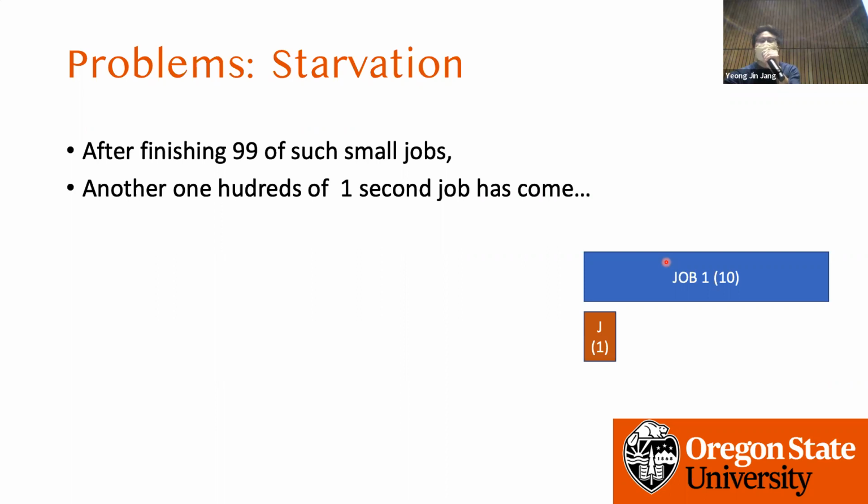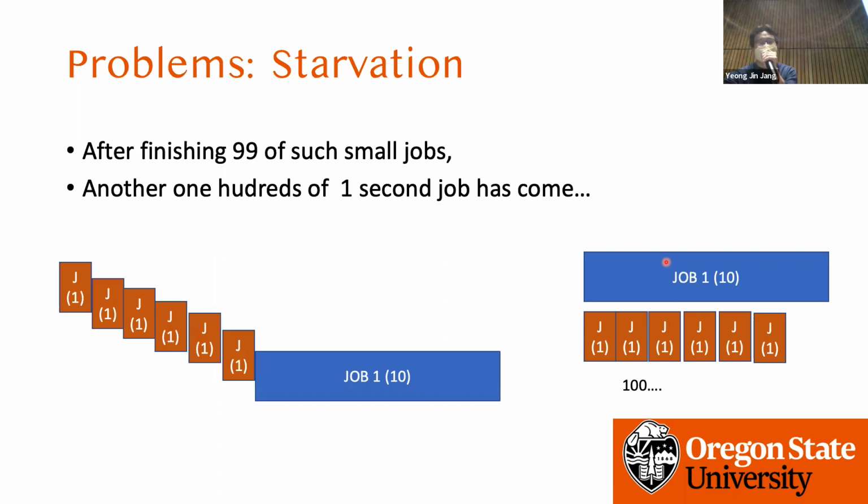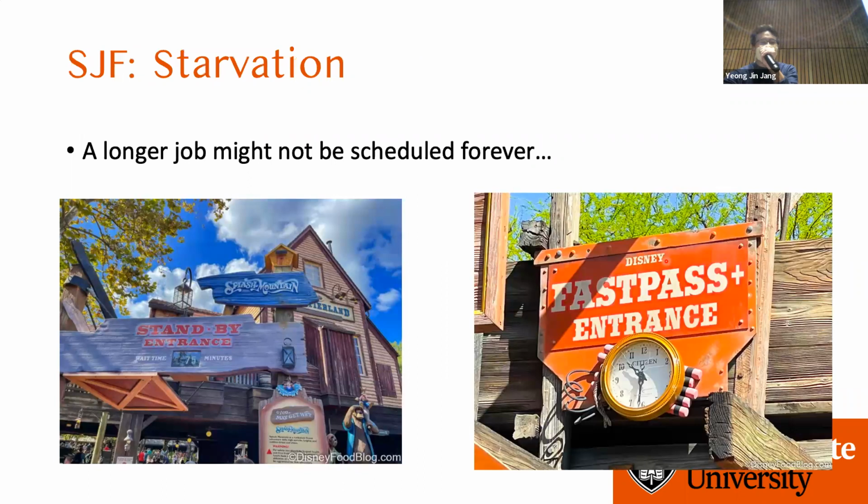But there could be a case where another 100 processes come in with the shortest jobs, and then job 1 will be sent back by the scheduler. To find a real world example, I believe it's similar to the fast pass in an amusement park. Even if you waited for 3 or 4 years, if a chunk of customers with the fast pass comes in, your wait time will be longer. So there's a drawback.